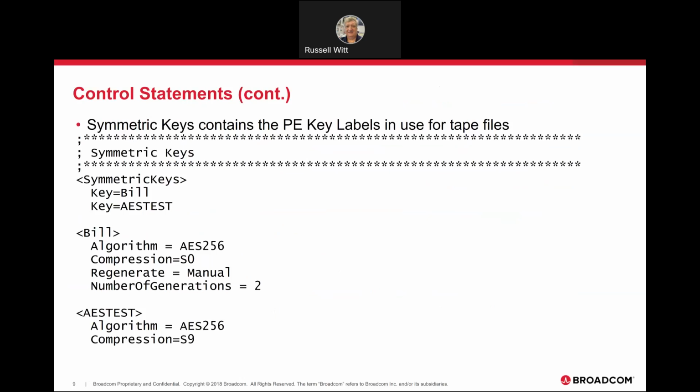Now the algorithm is always going to be AES 256. The compression can either be S0 for the simple CPU usage that does simple duplicate character elimination, or compression can be set to S9, which is the ZEDC compression. If you are running on a system with a ZEDC processor, strongly recommend the compression be set to S9. ZEDC is wonderful compression.